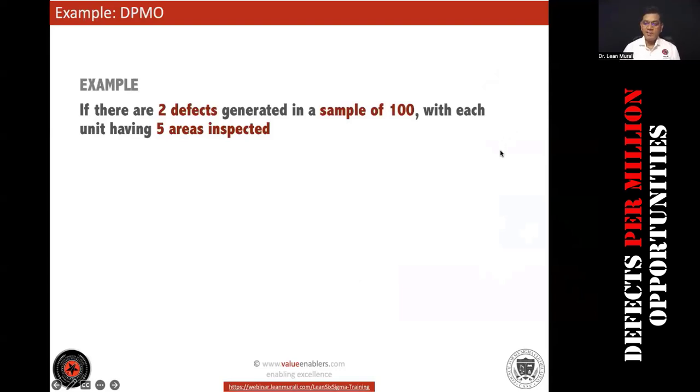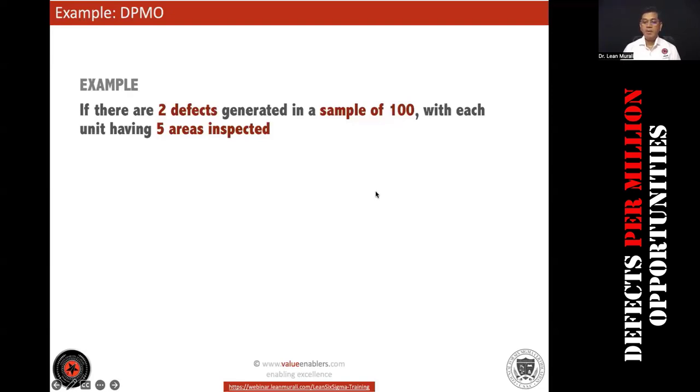Now, some example I just want to give you to be rigorous. Let's see who is doing quick, simple mathematics. 2 defects are there, and a sample of 100, which means 100 units, with each having 5 areas inspected. That is called opportunity. So my question is, how many opportunities are there in total? 500 is the total number of opportunities. Opportunity is 5, so the total number of opportunities is 500.